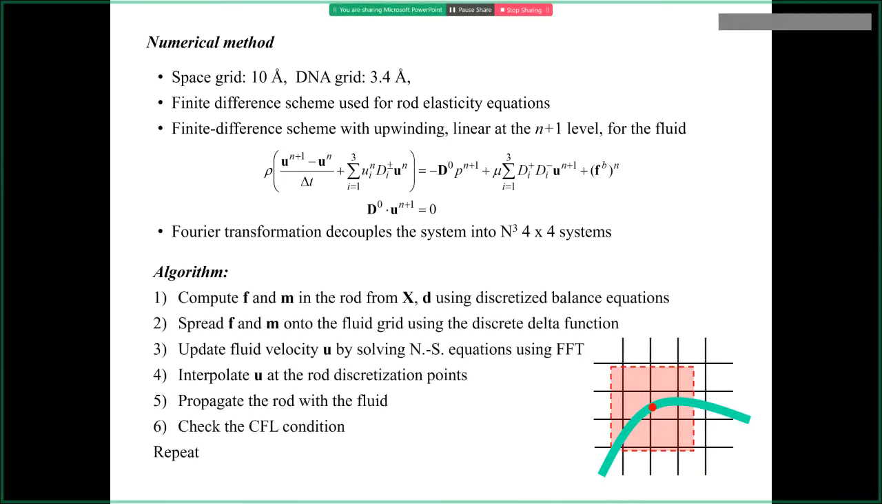So then the algorithm works in such a way that first we compute the force and the moment exerted by the rod onto the fluid using the balance equations for the rod. Then we spread it onto the fluid using the discrete delta function. We update the fluid velocity by solving these Navier-Stokes equations discretely. We interpolate the velocity at the discretization points, and then we propagate the fluid and the rod along with the fluid. And we check the CFL conditions to see if the time step is sufficiently short to prevent any blowups. And then we repeat that.